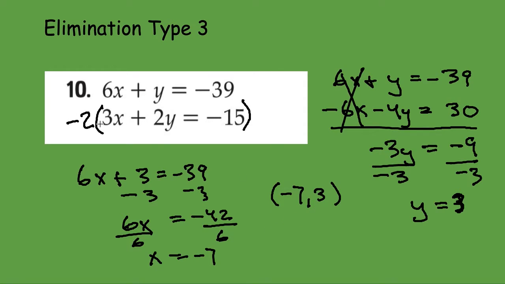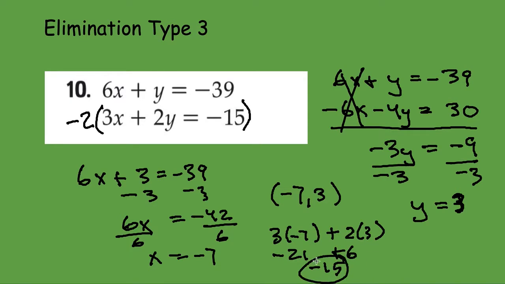Now, if I put that in this bottom equation here, so without the -2 being multiplied by it, you go 3 times -7 plus 2 times 3. And if I can show that that equals -15, I'm in good shape. So let's look. -21 plus 6, yeah, that will equal -15. So that's what we want. So we've come up with a good solution. So that's one way of doing elimination, where you have to multiply one of the equations by something other than -1.